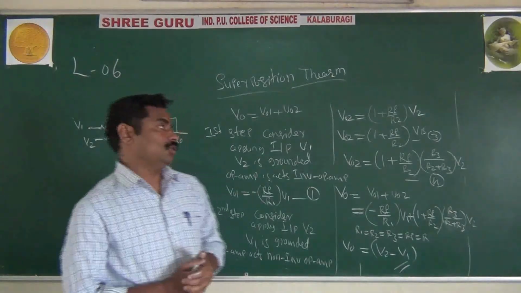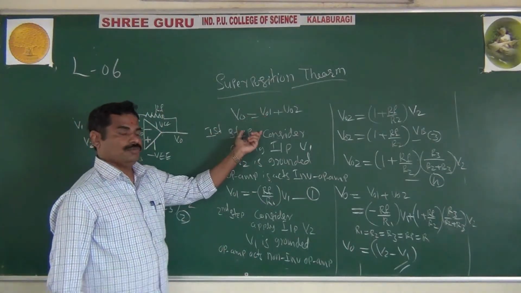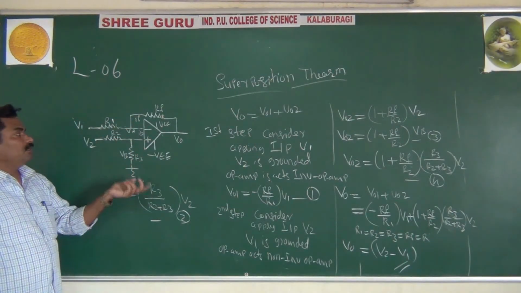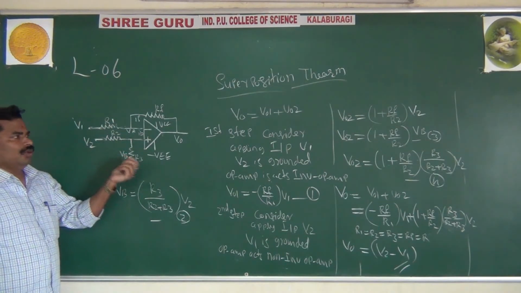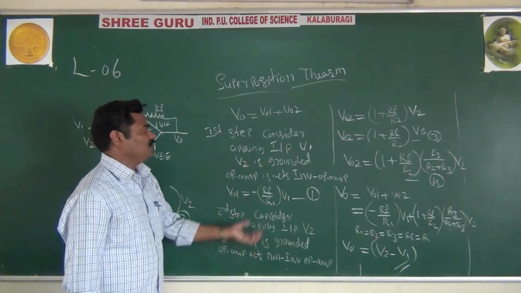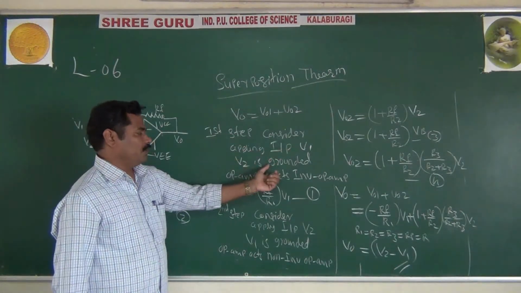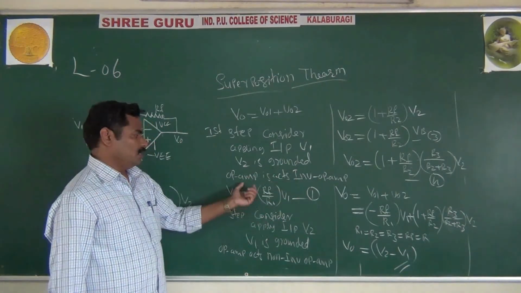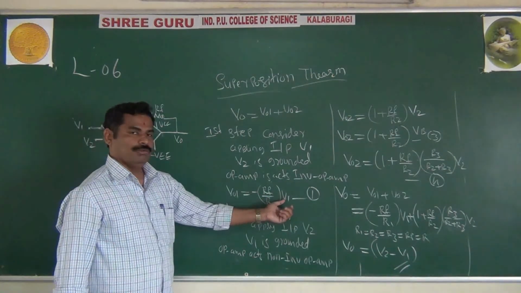That's why we go for the superposition theorem. In the first step, consider V1 applied and V2 grounded. Another time, consider V1 grounded and V2 as the applied input. As I said, I have written everything here. First step, apply input V1 and V2 is grounded. At that time, your op-amp acts as an inverting amplifier, and as we know, the output voltage is minus R by R1 into V1.